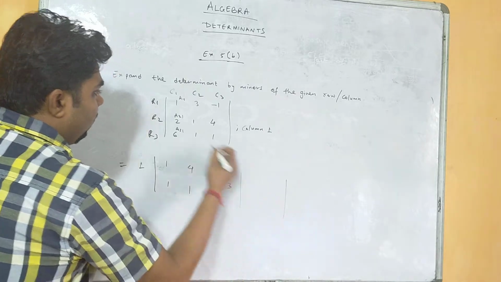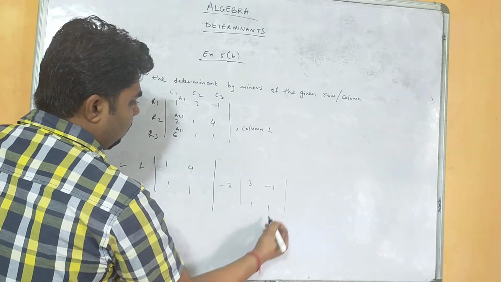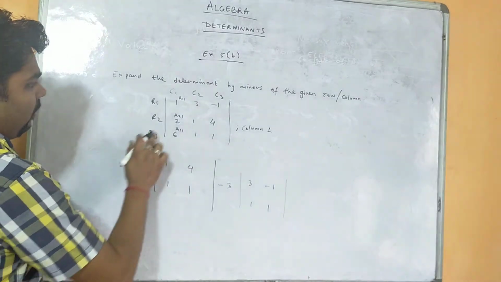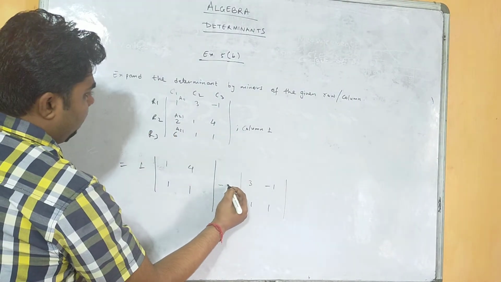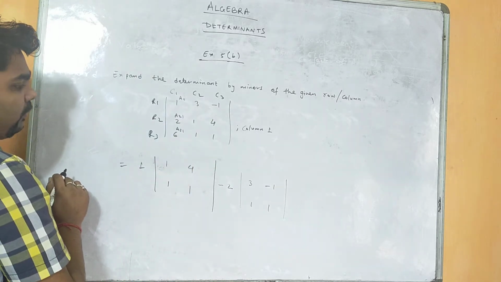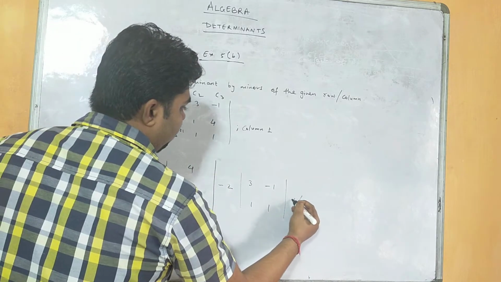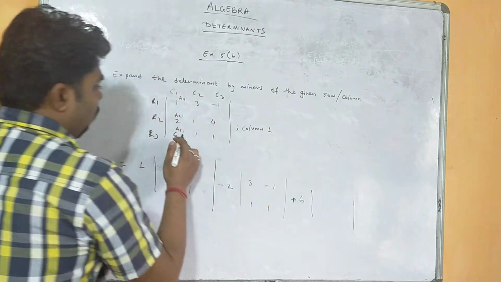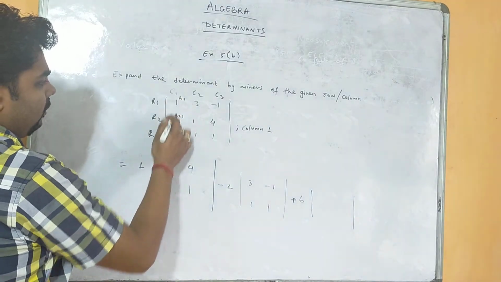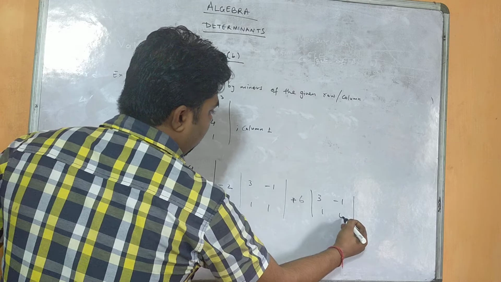So here you will hide the corresponding row and column. So you will get 3 minus 1 1 1. This element you need to write here, that is 2. So for 2, corresponding row and column you will hide, that means 3 minus 1 1 1 you will get here. Now next we have 6. So corresponding column and corresponding row if you hide, that means 3 minus 1 1 4.